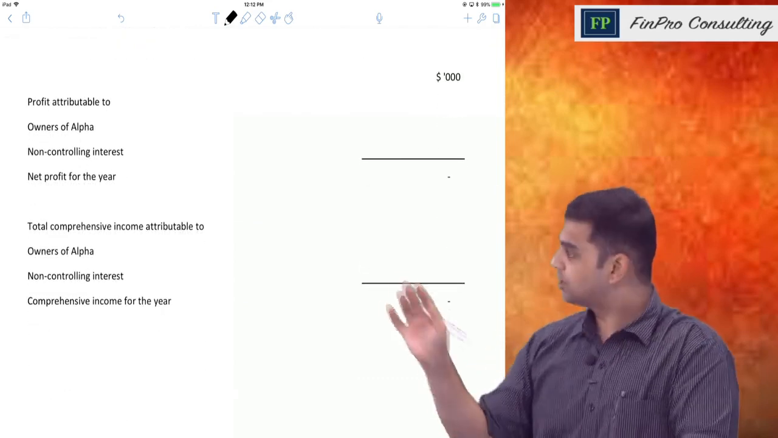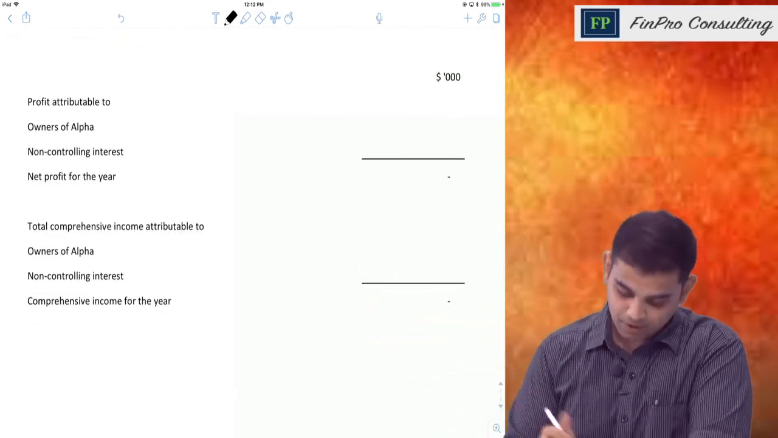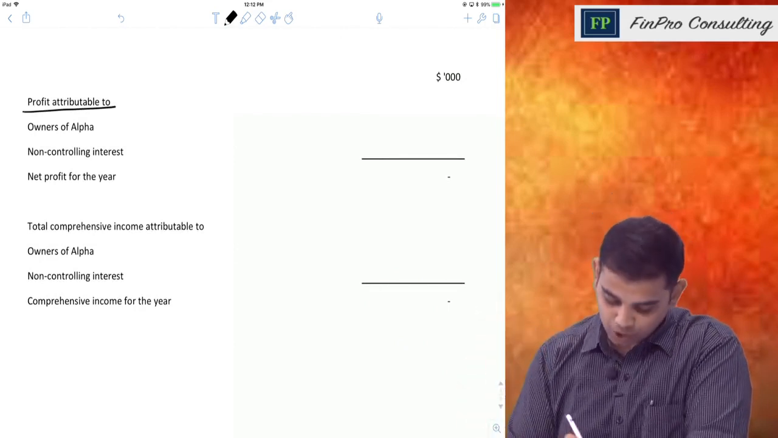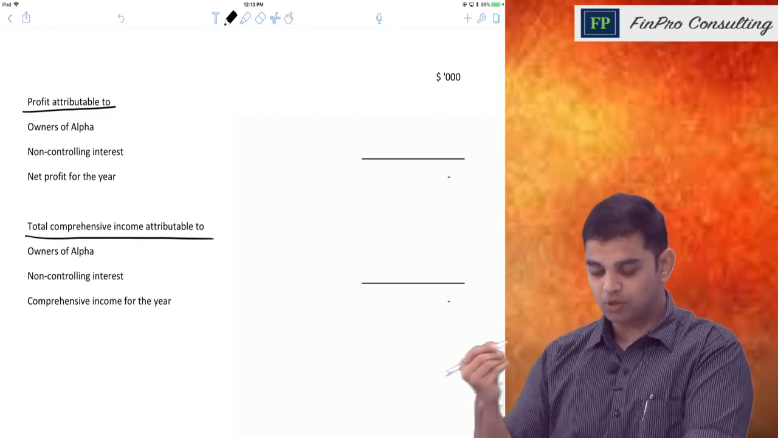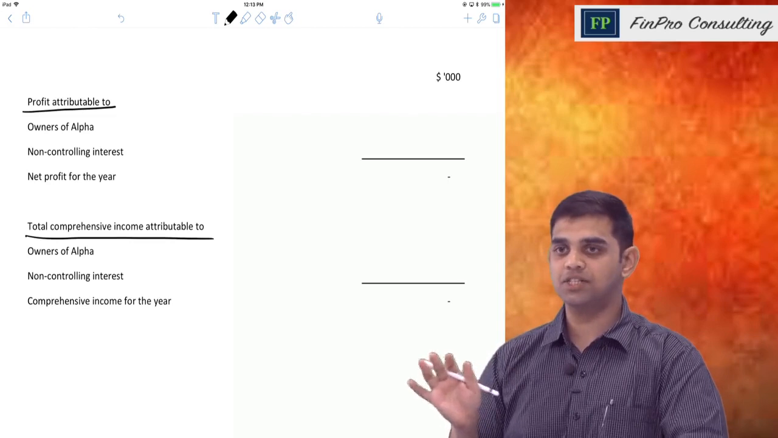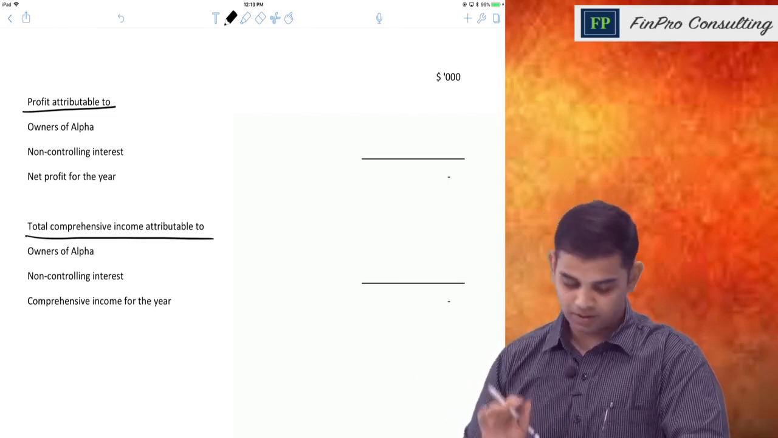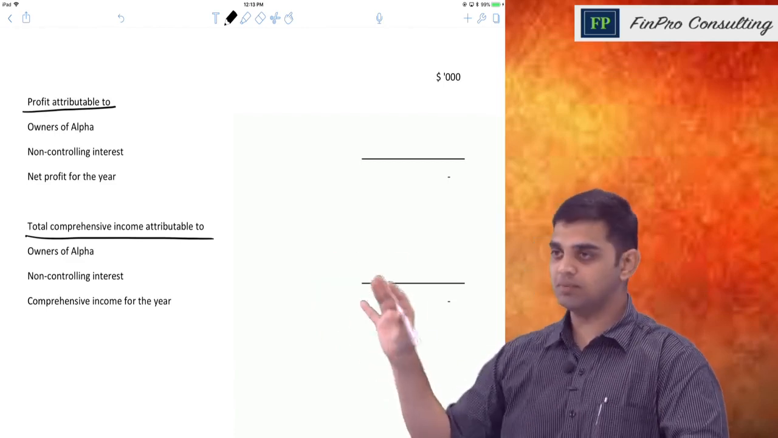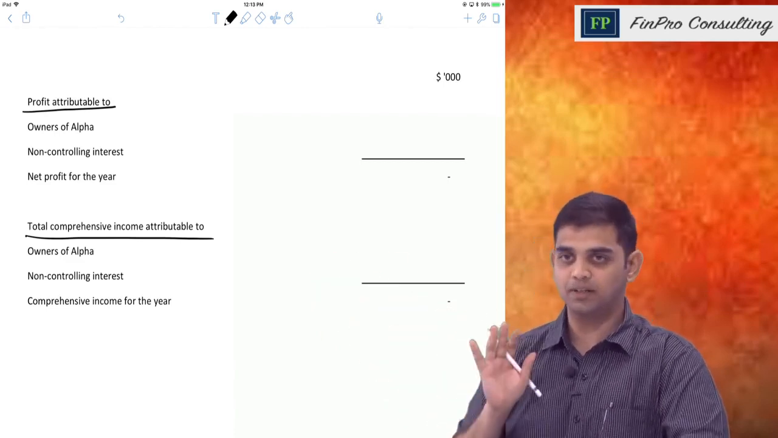Then this is new, which every consolidated P&L problem will have: profits attributable to parent and non-controlling interest, and total comprehensive income attributable to parent and non-controlling interest. Individual standalone financial statements would never have this kind of line items, right? So this entire part is basically an addition in the consolidated P&L.